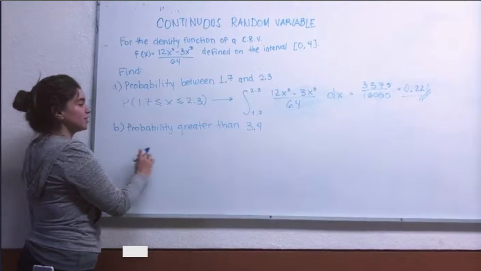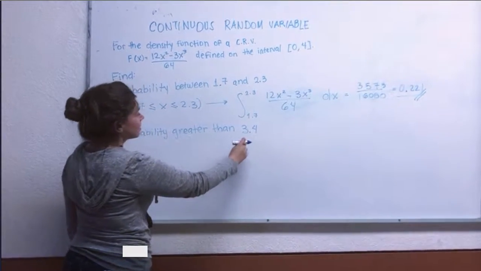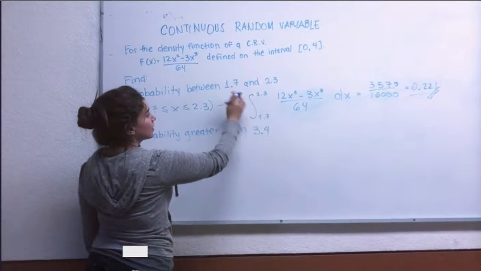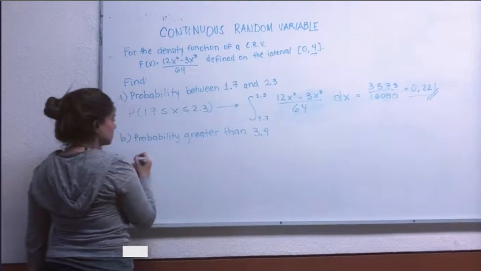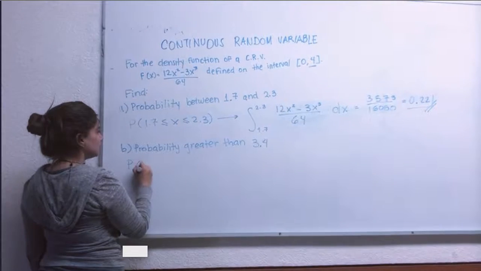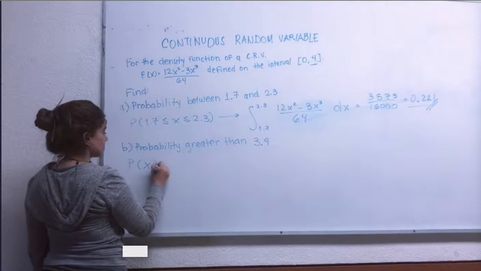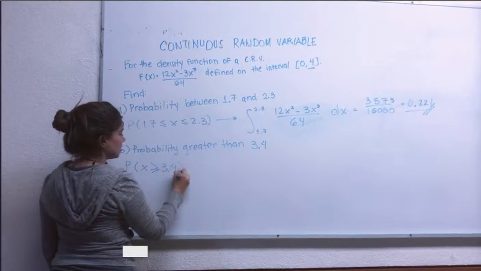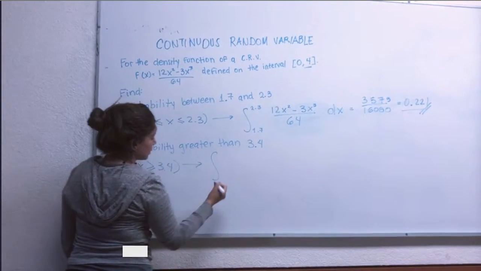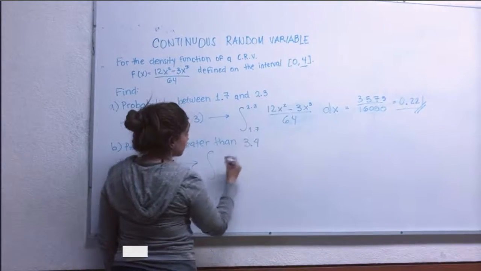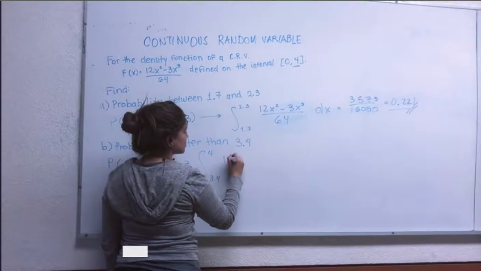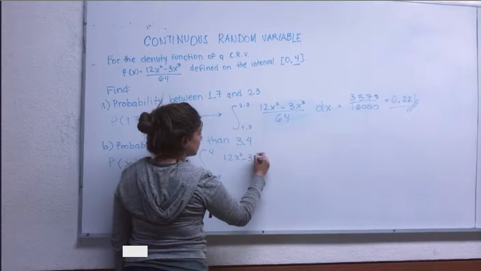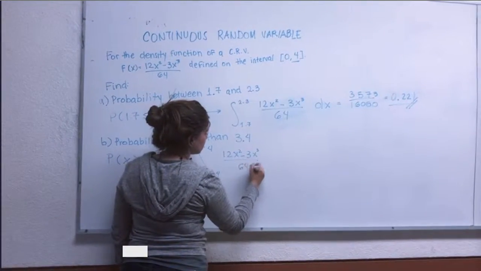Next, we're going to find the probability that x is greater than 3.4. As we don't have another interval like here, we need to use the 4. So we will write it like this: probability x is greater than 3.4. As mentioned before, we use the largest here, and then 3.4 here, and we copy the same problem, 12x squared minus 3x cubed over 64 dx.